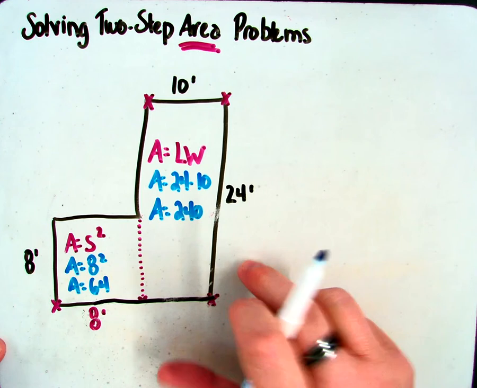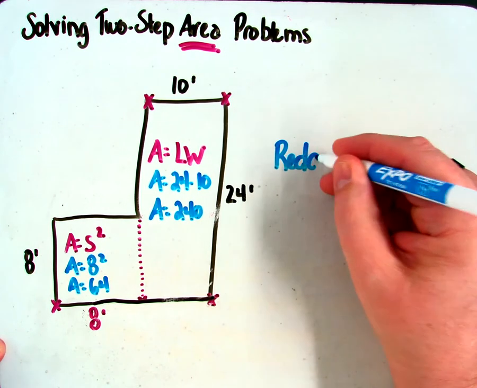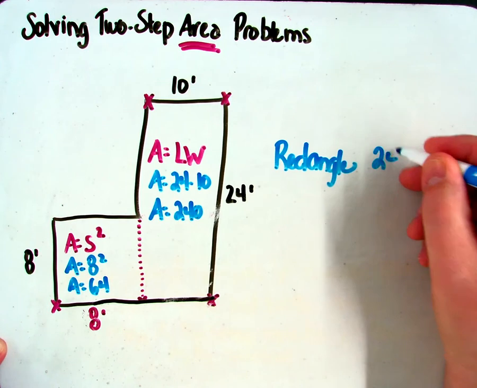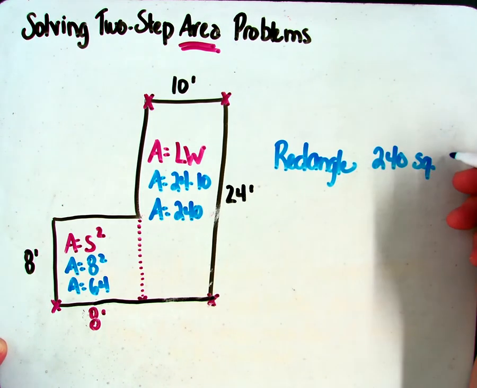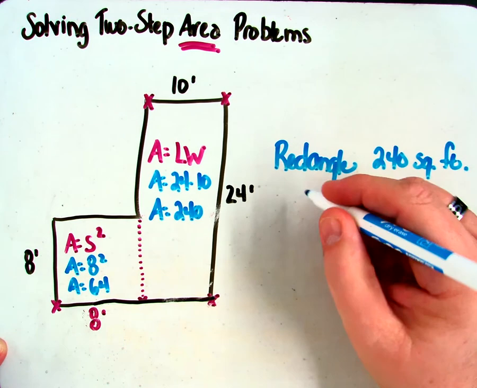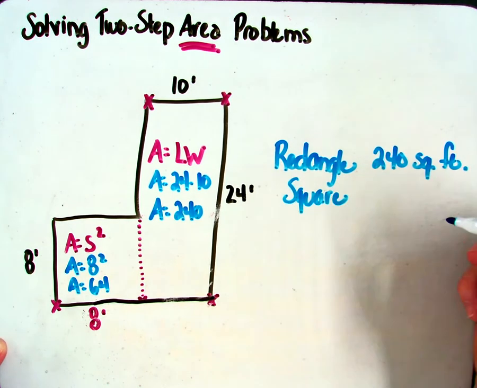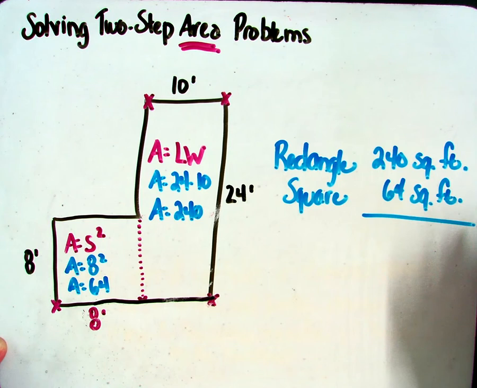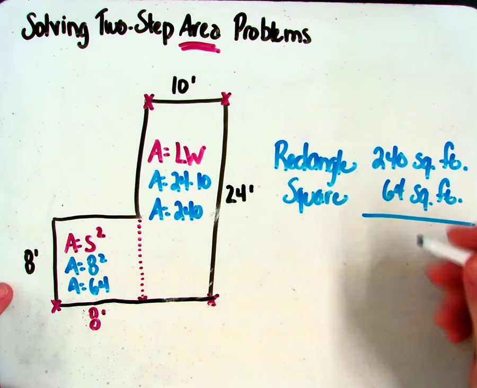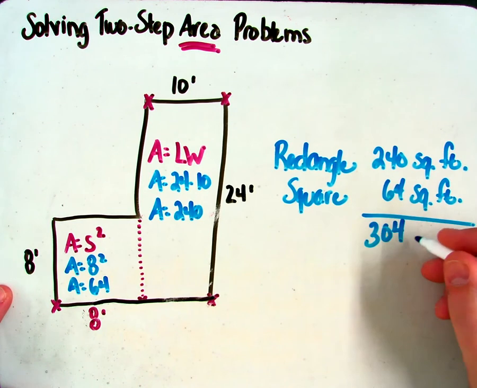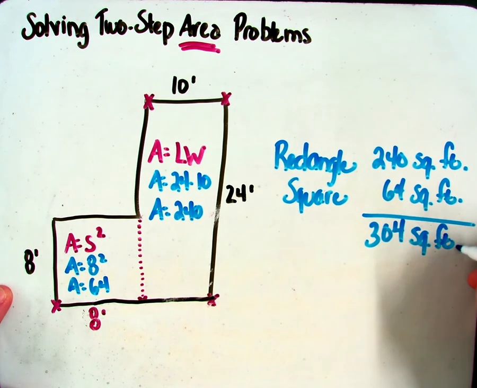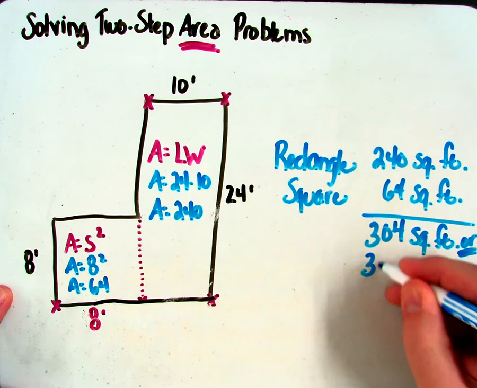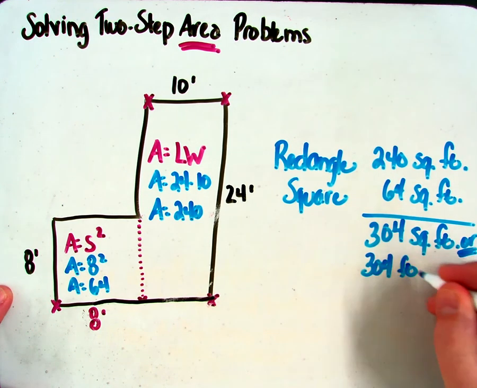Now, the area of our rectangle is 240 square feet. The area of our square is 64 square feet. So how do we find the area of the complete figure? We're going to add the area of our rectangle to the area of our square. And when we do that, we get 304 square feet, or we can write that as 304 feet square.